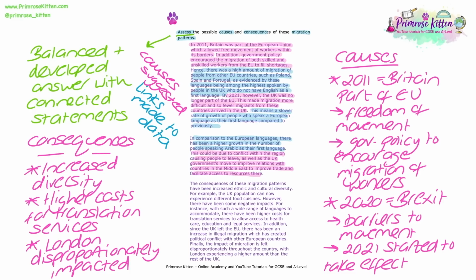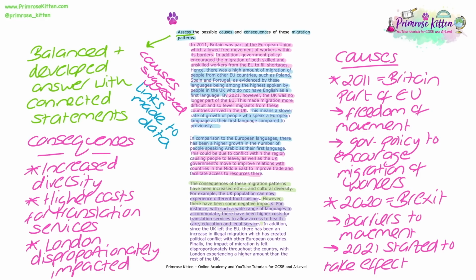Continuing with the remainder of the answer, the consequences of these migration patterns have been increased ethnic and cultural diversity. For example, the UK population can now experience different food cuisines. However, there have been some negative impacts. For instance, with such a wide range of languages to accommodate, there have been higher costs for translation services to allow access to healthcare, education and legal services.